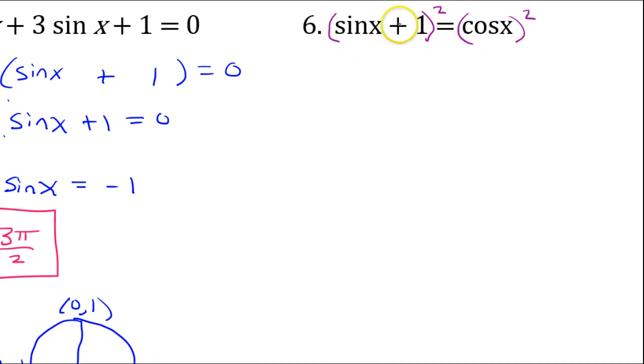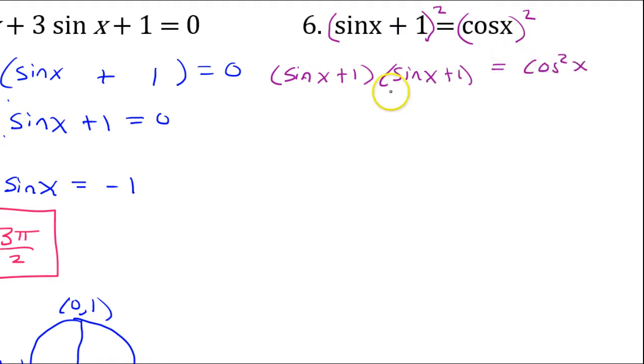The other thing is a common mistake. Many students think they can just square this and square this. So, oh look, sine squared x plus 1. No. If I'm going to square this side, I have to do sine x plus 1 times sine x plus 1, like this. Now this is simply cosine squared x. But this has to be foiled, double distributive property, whatever you want to call it. I need to do this to it.